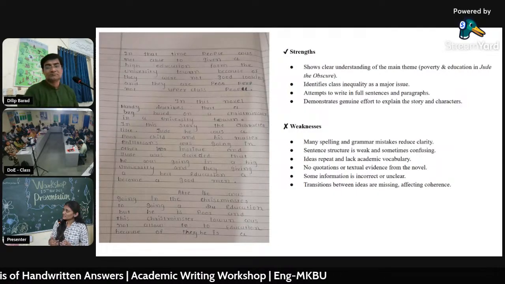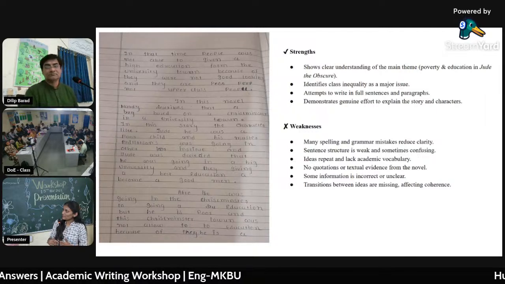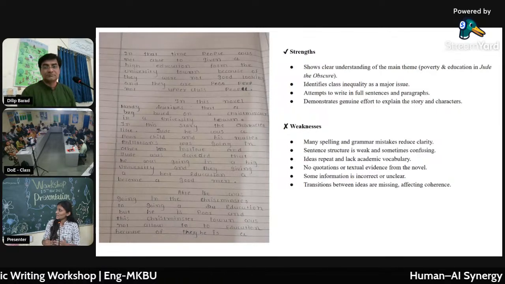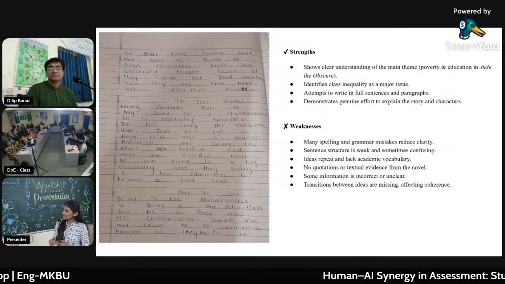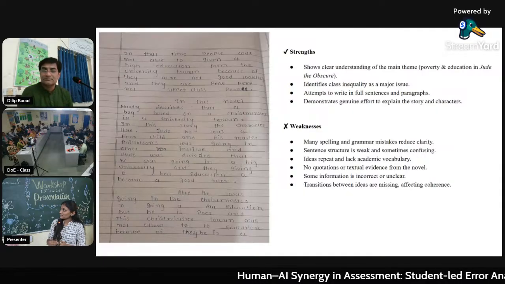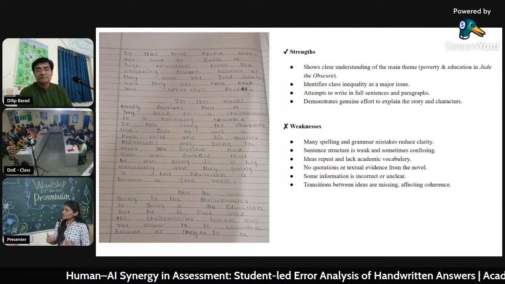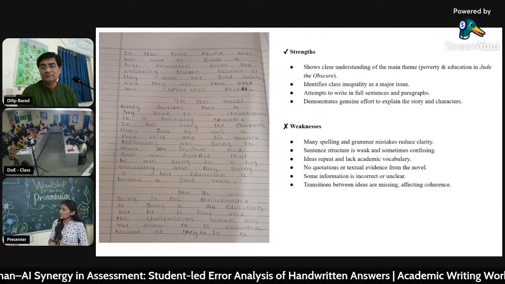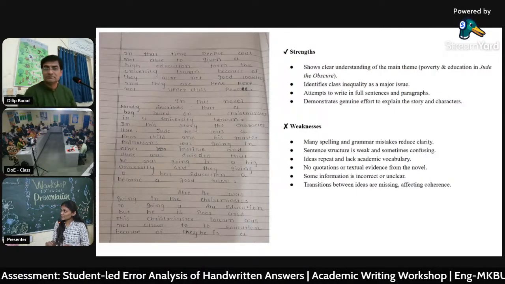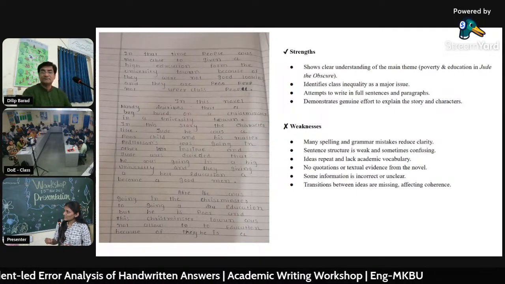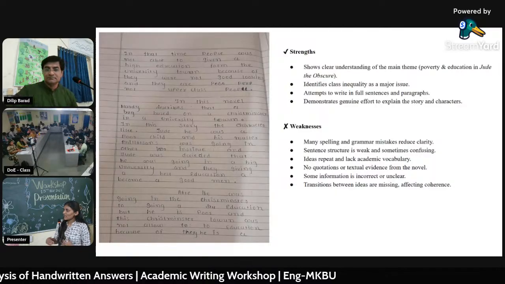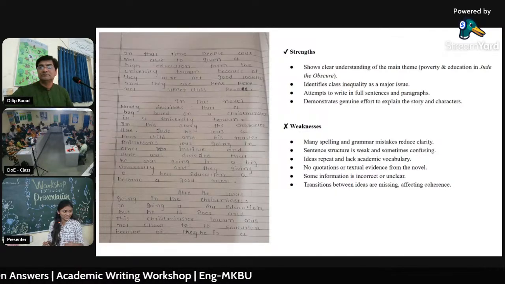Her weaknesses are many spelling and grammar mistakes, which reduce clarity. Sentence structure is weak and sometimes confusing. Ideas repeat and there is a lack of academic vocabulary. There is no quotation or textual evidence from the novel. Some information is incorrect or unclear. Transitions between ideas are missing, affecting coherence. And the next slide.